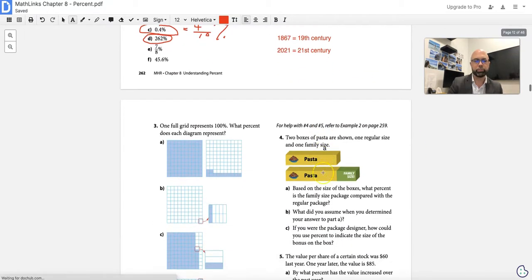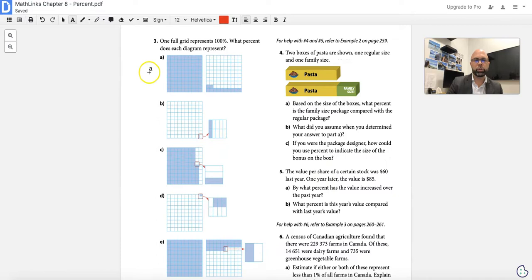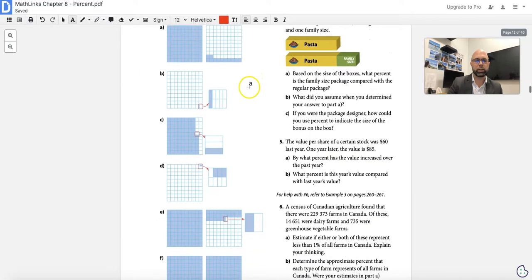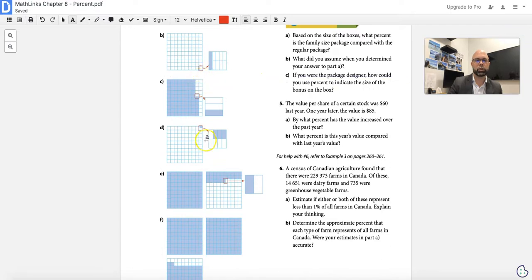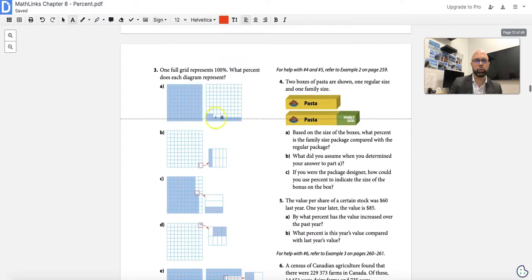Same idea. One full grid represents 100%. What percent does each diagram represent? So we've got a bunch of fractional percents coming up. That's going to get a little trickier. But for this one, no fractional percents. You've got a whole of 1, so 100%.